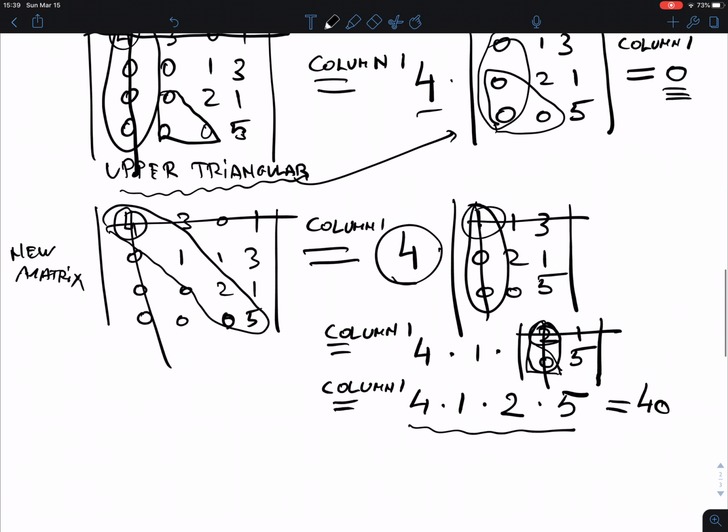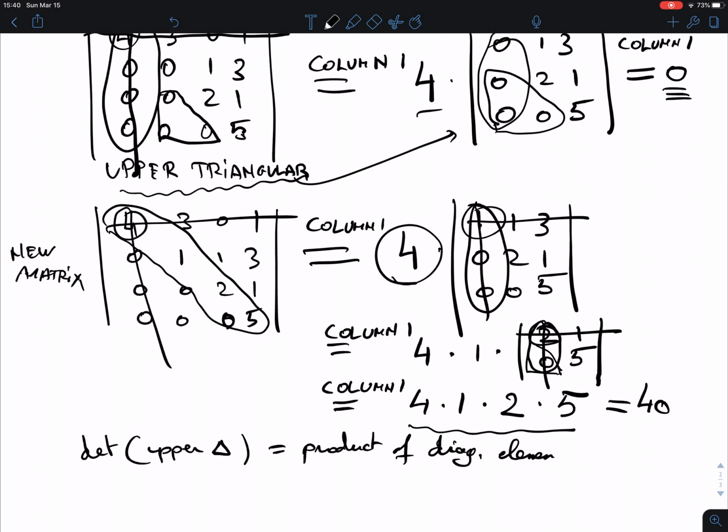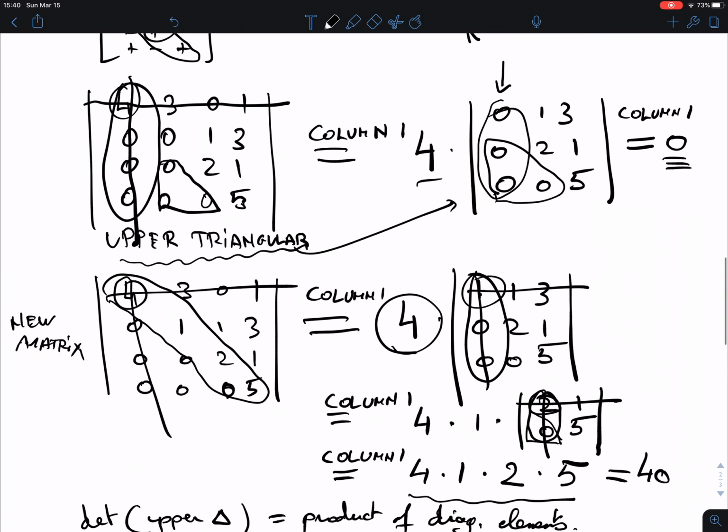And so what this means is that the determinant of an upper triangular matrix is just the product of the diagonal elements. That's very simple, which is not at all the case for arbitrary matrices, if you look at the examples that we did. Look at the previous example: the diagonal elements were 4, 0, 2, 5, and the product, of course, is 0 because of the 0 there.